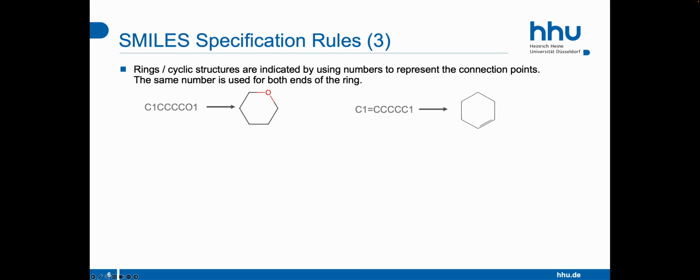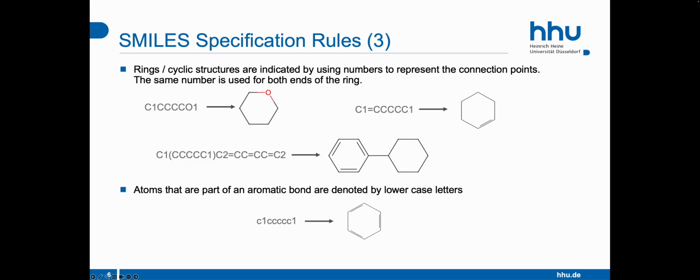Of course, we can also specify double bonds in such a ring structure as in this example. And if we have multiple rings, we can specify this by using additional digits, as in this example, where the start and the end of the second ring is indicated by the digit 2.